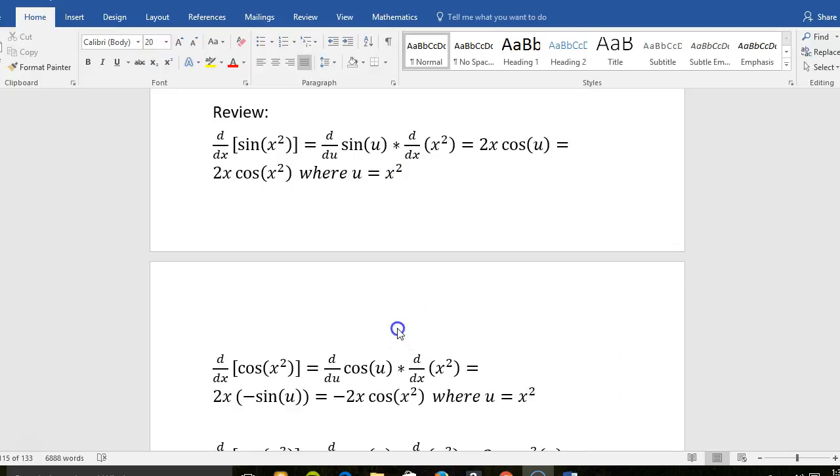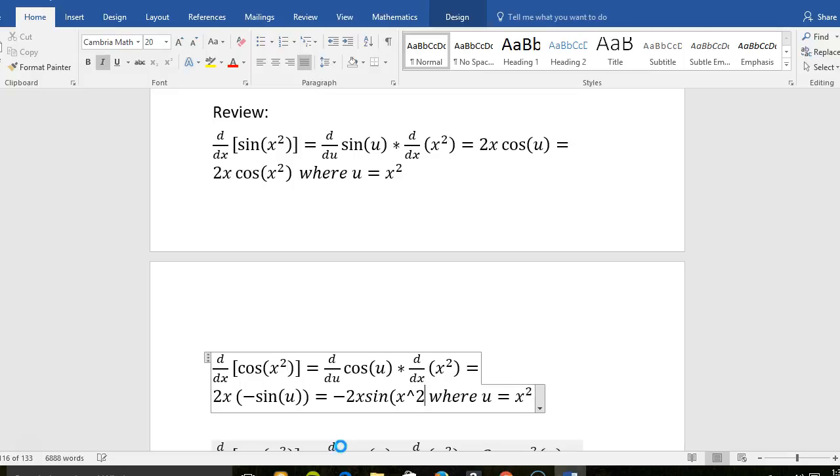This is a review. And now d by dx of the cosine of x squared, we're just doing the cosine instead. You go through the same motions. Now, if you derivate the cosine, you get negative 1 times the sine. But you can just yank the negative sign out in front. And, oops, I made another mistake. That needs to be sine, doesn't it? Sorry about that, guys. So that's sine of x squared there. So it's negative 2x times the sine of x squared. And I'll put a space between that for elegance.